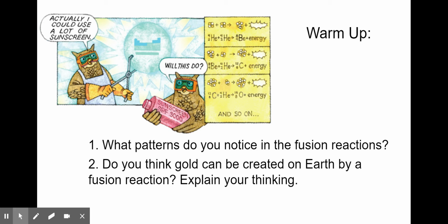The next, we have a beryllium nuclei that we had in the last reaction. We add another helium to it. It's giving us carbon. And then we take that carbon 12 and add helium to it, and that gives us oxygen 16. Notice, in each of those cases, we are going to have energy, okay? So the first question I have here is, what patterns do you notice in those fusion reactions? So if you take a look at those again, you should see that in each of those, energy is being released, and we are fusing a helium nucleus to the already present nucleus, okay?